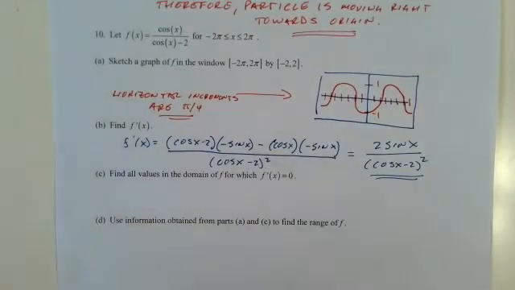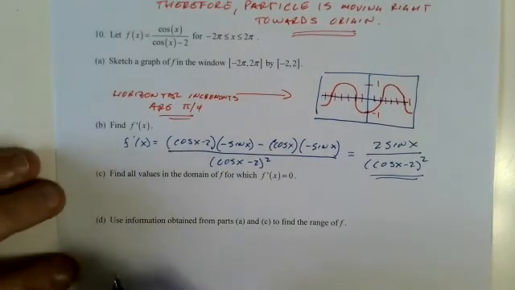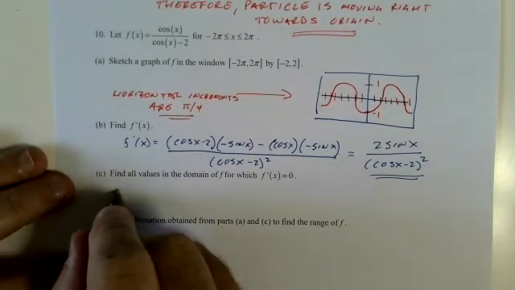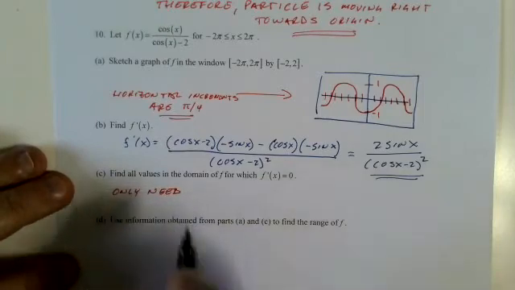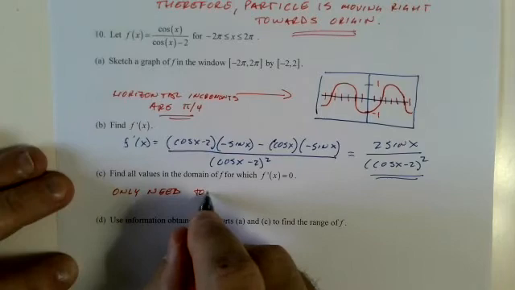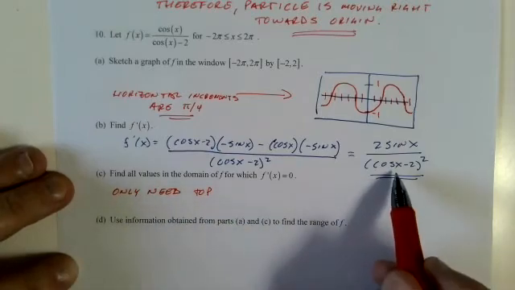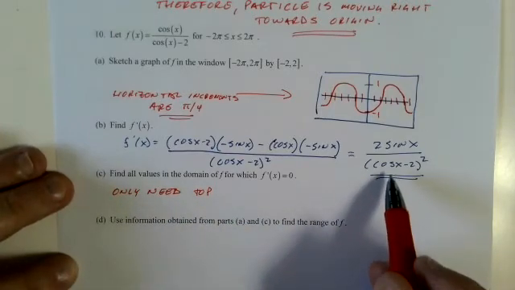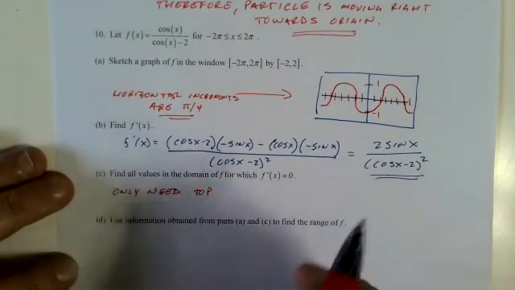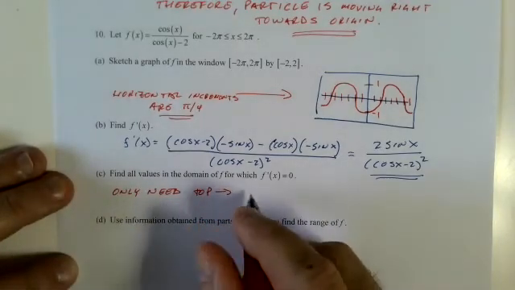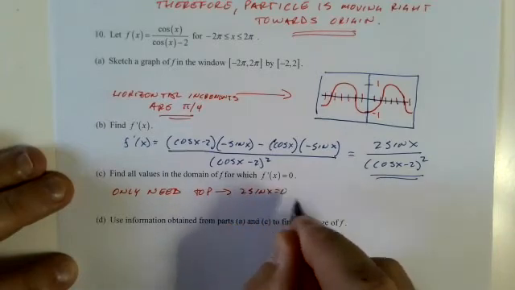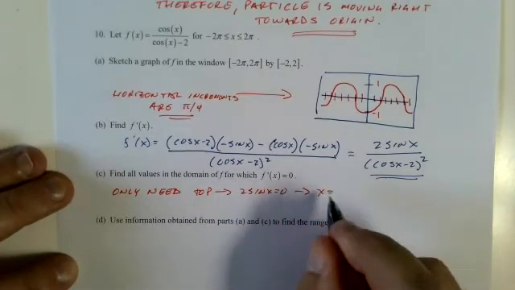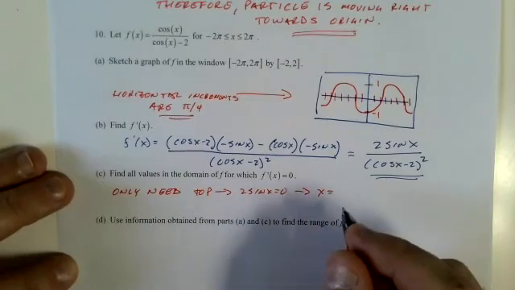Find all values in the domain of f for which f prime of x equals 0. We only need the top, although we do have to check that we don't screw up on the bottom. It's just impossible to screw up on the bottom because cosine can never get greater than 1 or less than negative 1, so the bottom will never be 0. So 2 sine of x equals 0 when the sine equals 0.